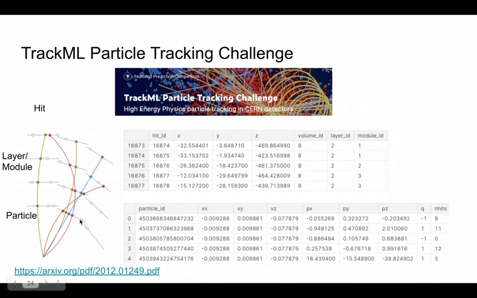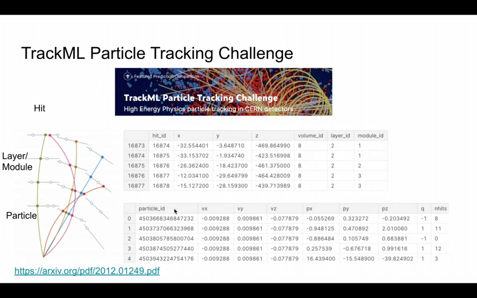A typical data structure has 2 important data files. One contains the hit information, describing the hits of the full detector. The 3-dimensional position of each hit is encoded. The hit attributes also include which detector volume and which layer. In this case, you have 4 layers of the detector. And which module hosts the hit.